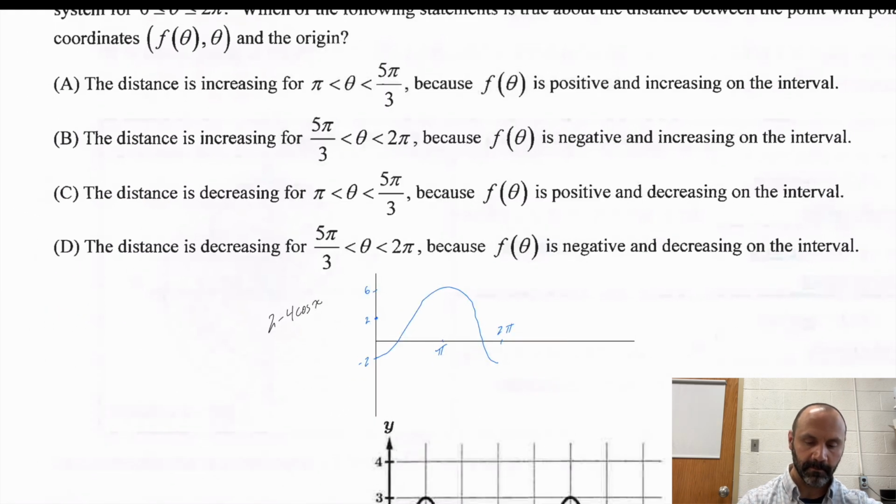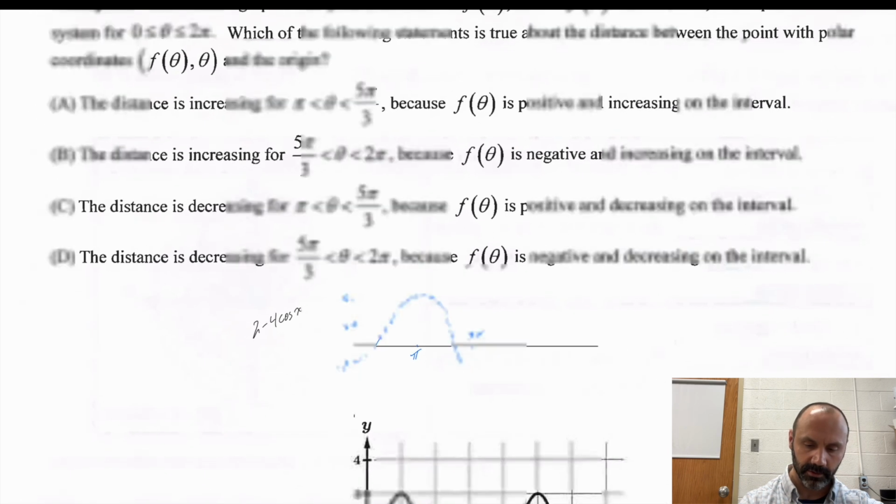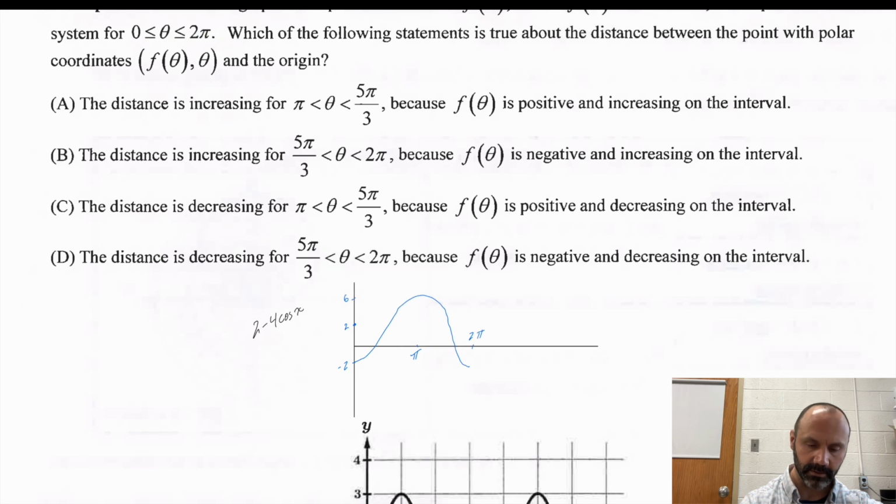And so let's take a look. In terms of distance from the origin, we can just think of that in terms of distance from the horizontal axis, right? The distance is increasing for theta from pi to 5 pi over 3. So that would probably be from here to here, because it's positive and increasing. It is positive, but it's not increasing, right? So the distance between the function and the origin here is actually decreasing.